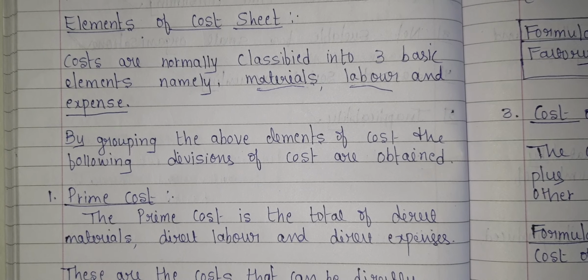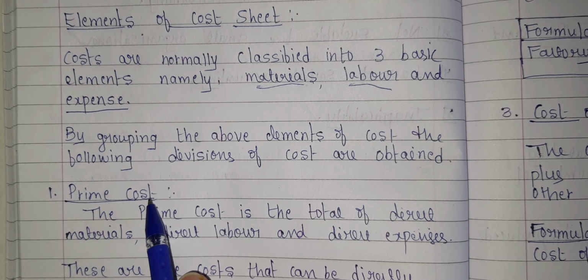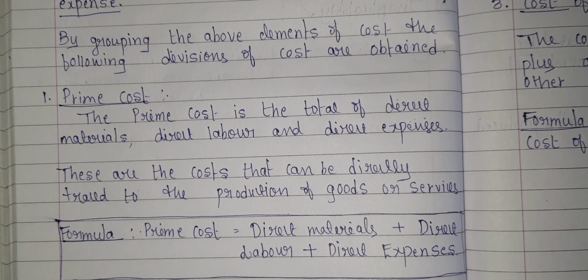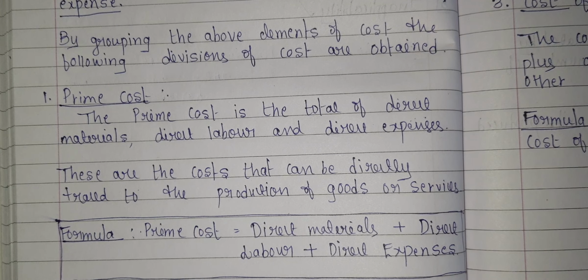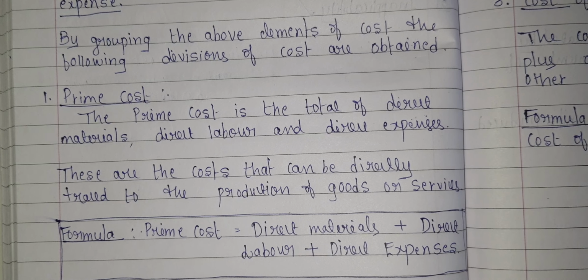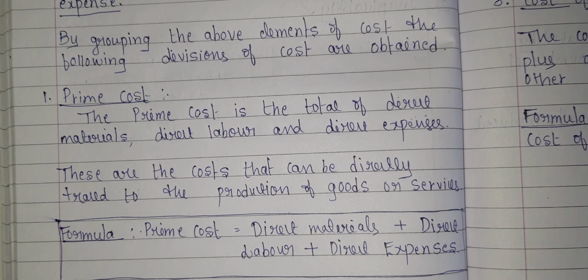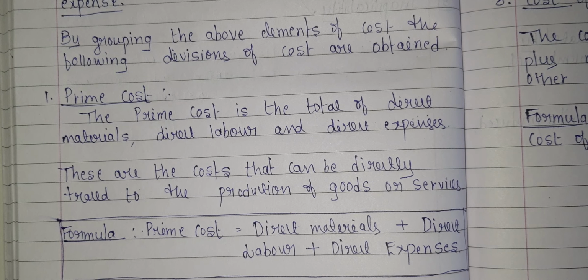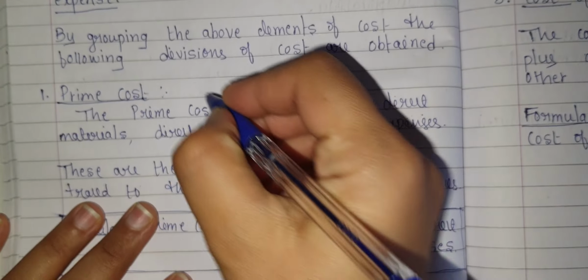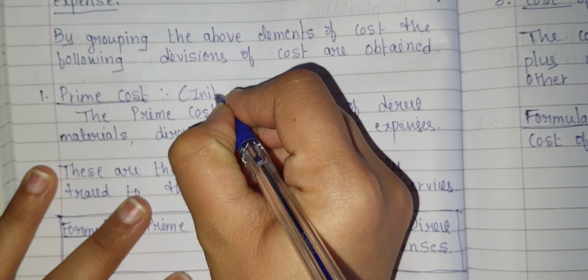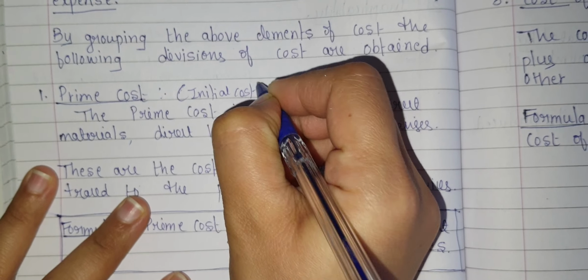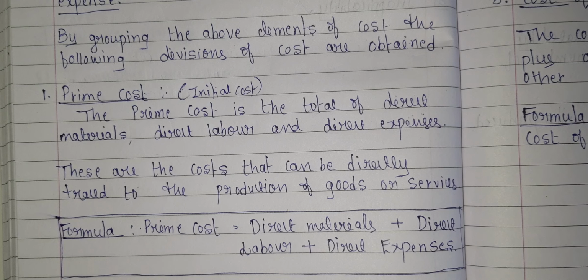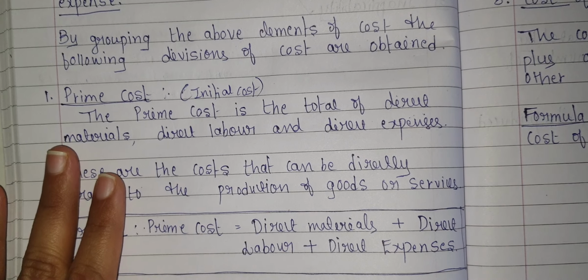Now, we will see the divisions of cost. The first one is prime cost. What does it mean? Prime cost means the initial cost made for manufacturing a product. It means initial cost, clear? That is raw material, labor wages and other production related expenses. That is termed as prime cost.